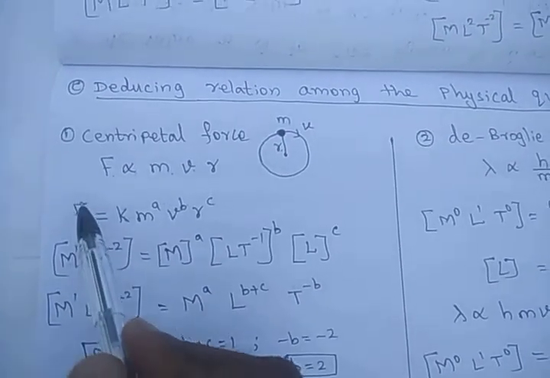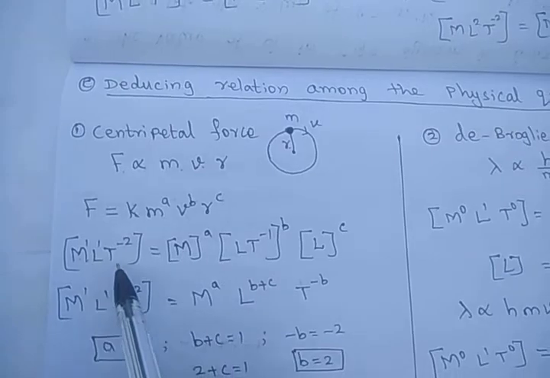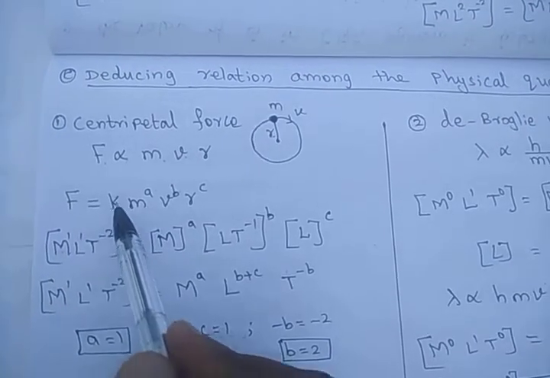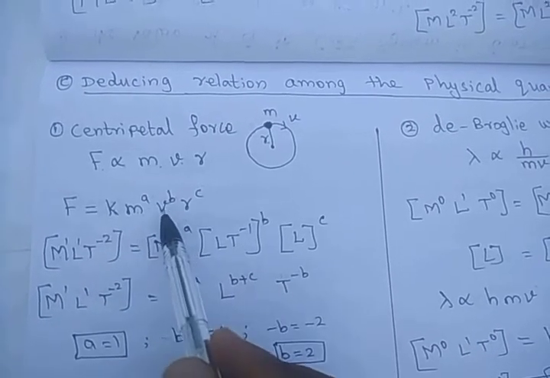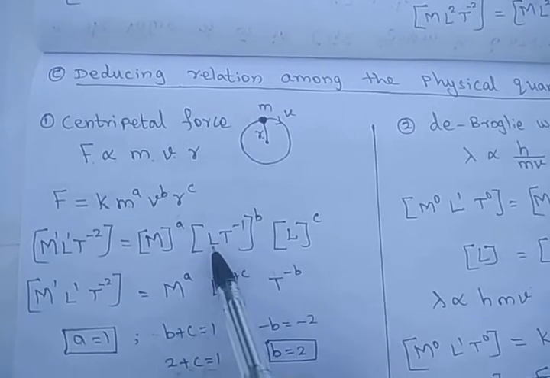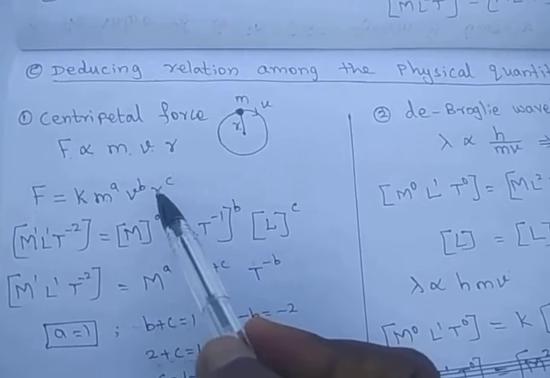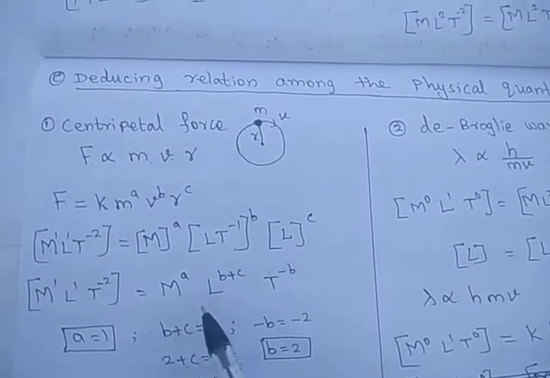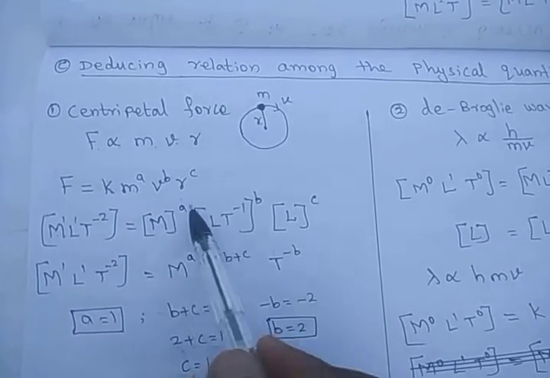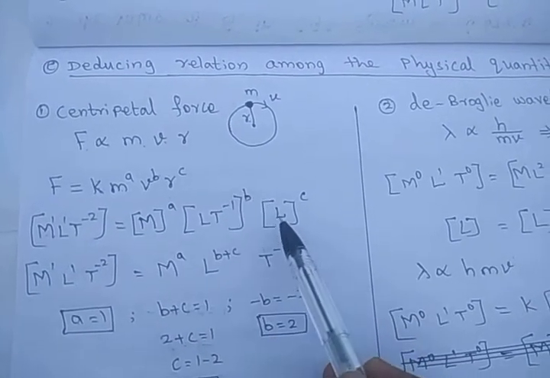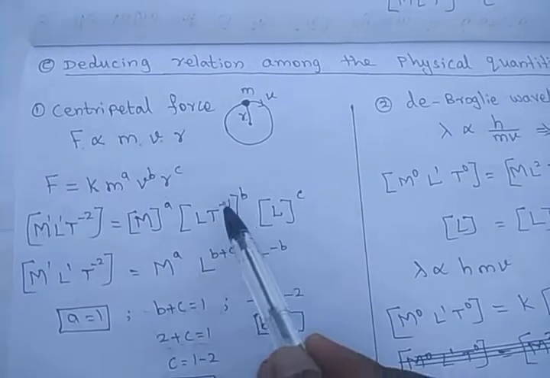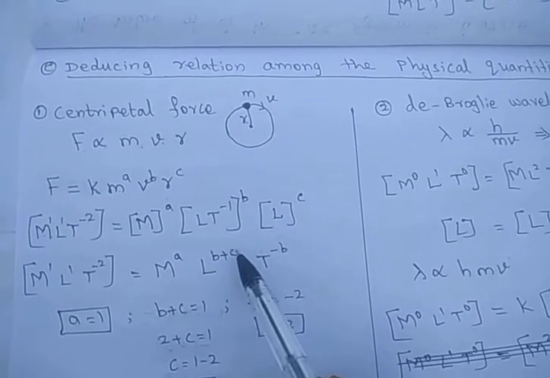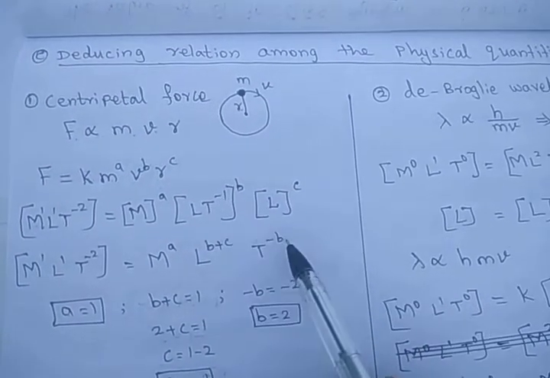Yes, you come to this problem. The force dimensional formula is M L T^-2, which is equal to, the k value is 1, leave it. What is the mass dimensional formula? M, so M^a. What is the dimensional formula for velocity? Yes, it is (L T^-1)^b. Then radius is in length dimension, so L^c. Then you have to bring that M^a. So L^b is there, L^c is there. These two are in multiplication, so powers have to be added. So L^(b+c), and the remaining T^-b will be there.